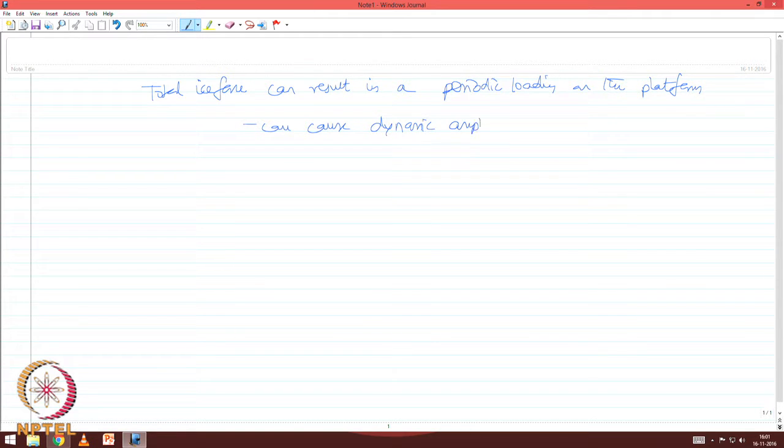In the last lecture, we said that ice load is characterized essentially by the frequency of interaction between the platform and ice. Total ice force can result in a periodic loading on the platform, which can cause dynamic amplification to the response of the platform.